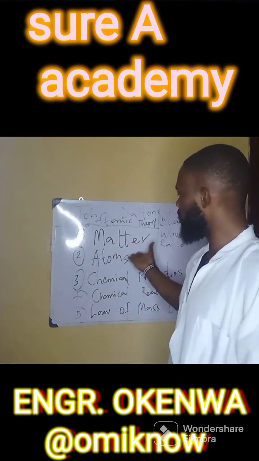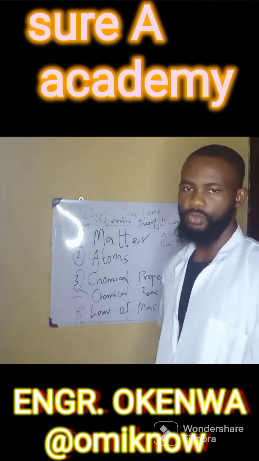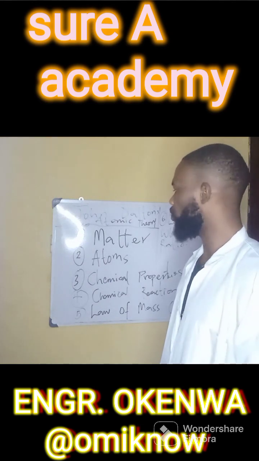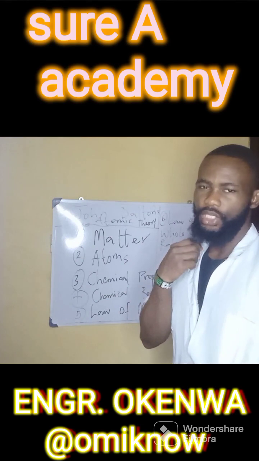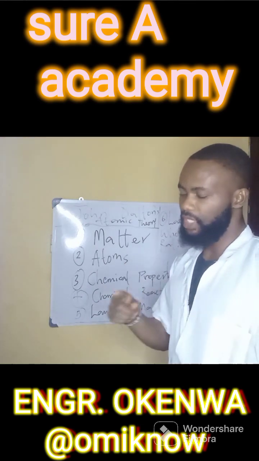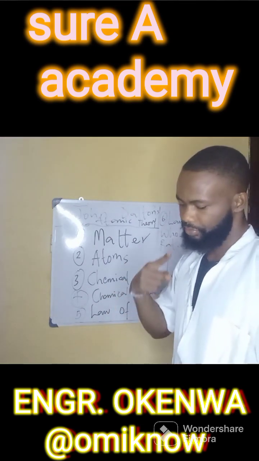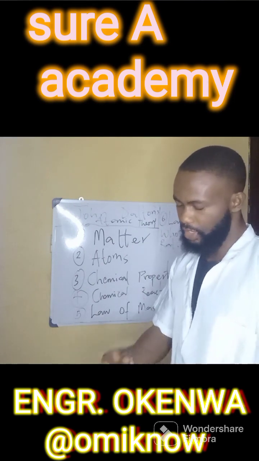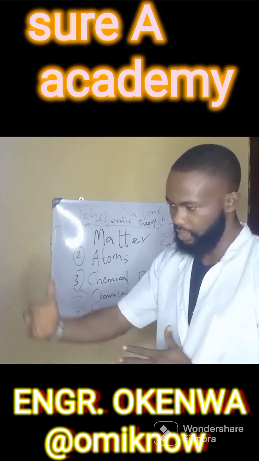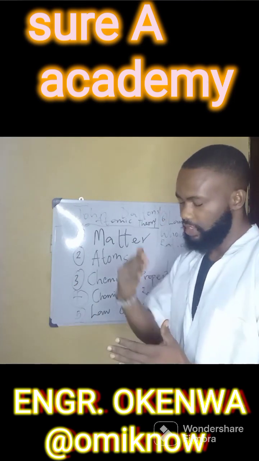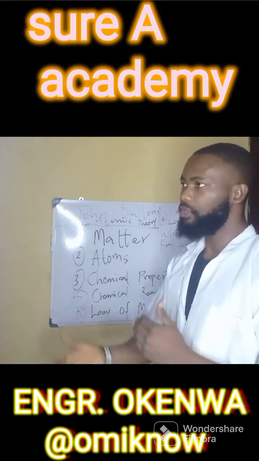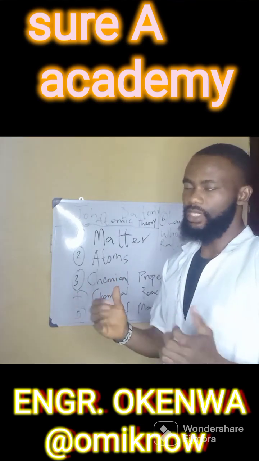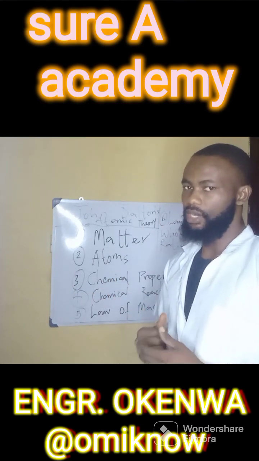So from that, he leads us to atoms, the second topic that his theory focused on. On atoms, he was trying to tell us that atoms of the same element, I told you that atoms of the same kind make an element, are identical, while atoms of different kinds are not identical.